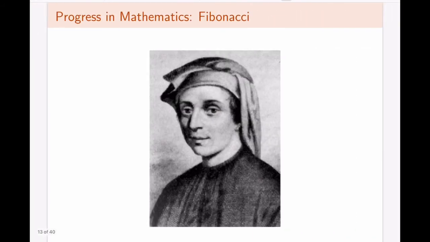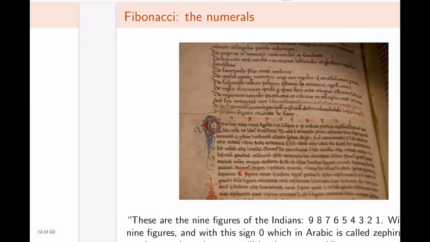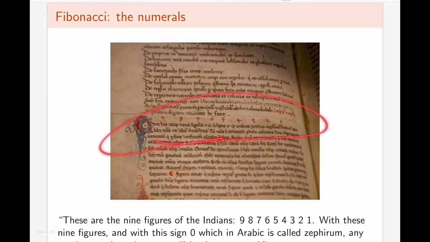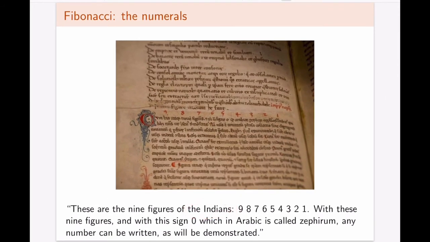The one notable progress in mathematics was made, in particular, by Italian mathematician Fibonacci, in his introduction of Arabic numbers into Europe. These are the 9 figures of the Indians, the Hindu-Arabic numbers. With these 9 figures and with the sign 0, which has not been present in every numerical system up until now, which is in Arabic called Zephyrium, any number can be written, as will be demonstrated. And in Fibonacci's work, he actually does go through defining the system and showing examples of its use.